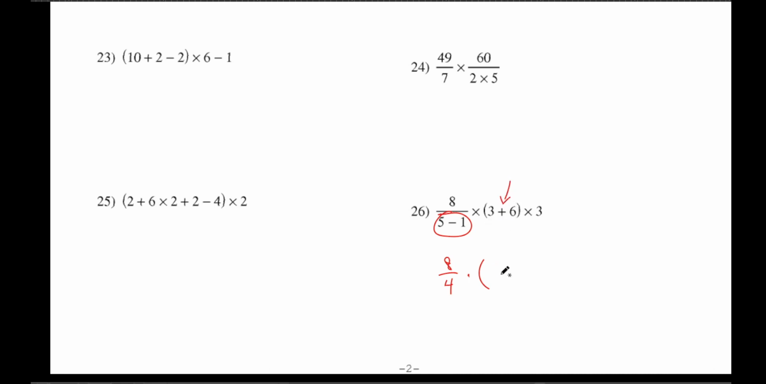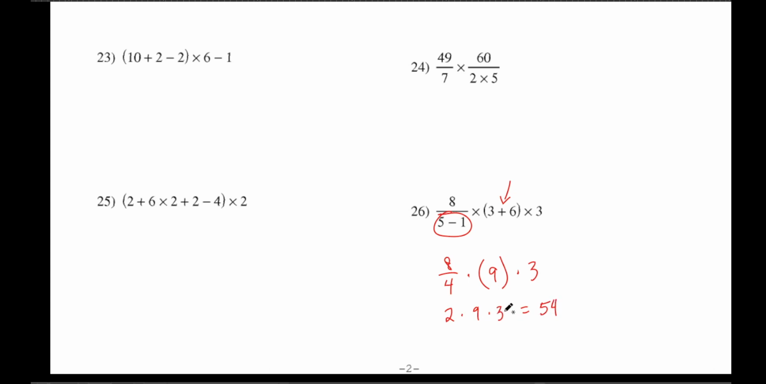What am I going to get in that parentheses? A 9. Everybody see that? And then what? Times 3. Right? Well, what's 8 over 4? It's 2. So it's just what? 2 times 9 times 3. So we figure out what that is. 2 times 9 is what? 18 times 2, I think that's 54.